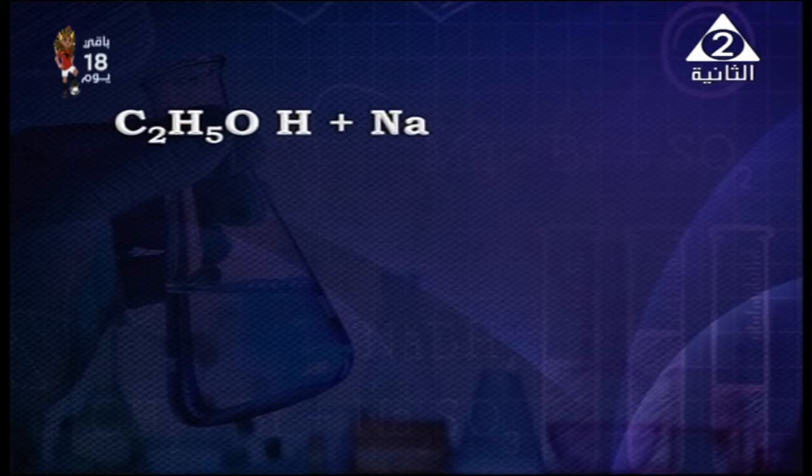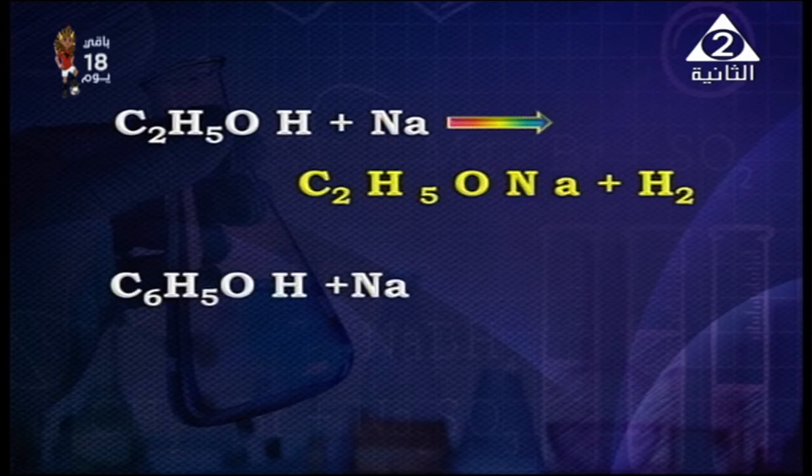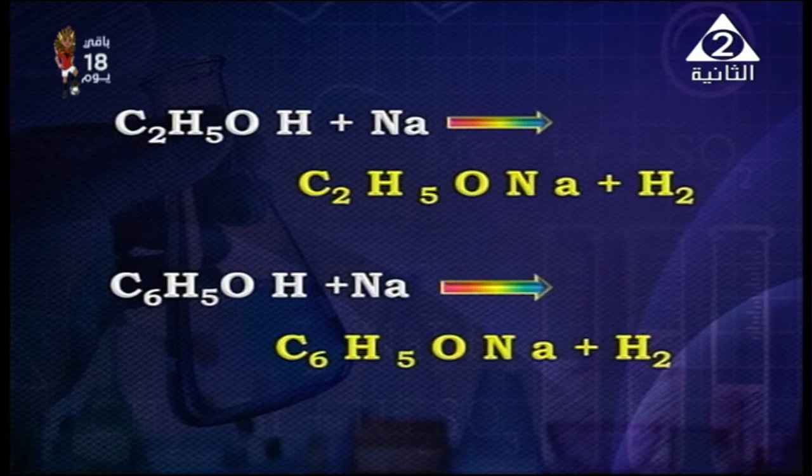As the equation proceeds on the screen, C2H5OH plus Na gives C2H5ONa plus hydrogen. Here ethanol plus sodium gives sodium ethoxide and hydrogen gas is produced. The same takes place with phenol, C6H5OH plus Na, phenol plus sodium. It gives C6H5ONa, sodium phenoxide or sodium phenate, and hydrogen gas is produced, as shown on the screen.